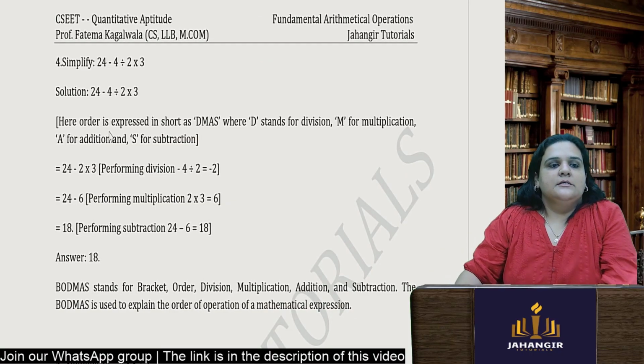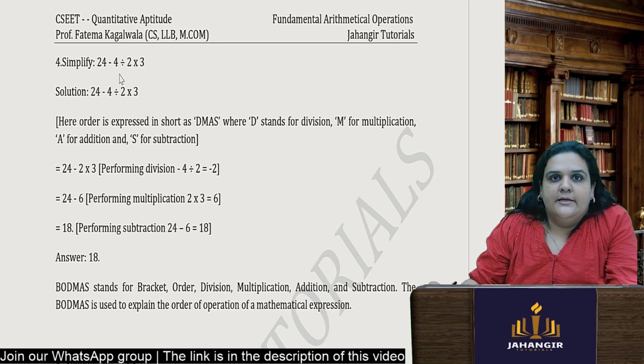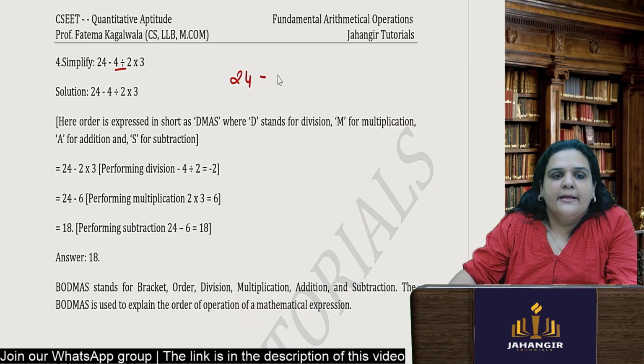Now see this. Now they are saying simplify 24 minus 4 divide by 2 into 3. So there are no brackets, so I will now follow the DMAS rules. First I will start with division. So 4 divided by 2 is how much? 2. Simple, I'll write 24 minus 2 into 3. Division is done. Then multiplication. So 24 minus 2 3s are 6. So answer is going to be 18. See.